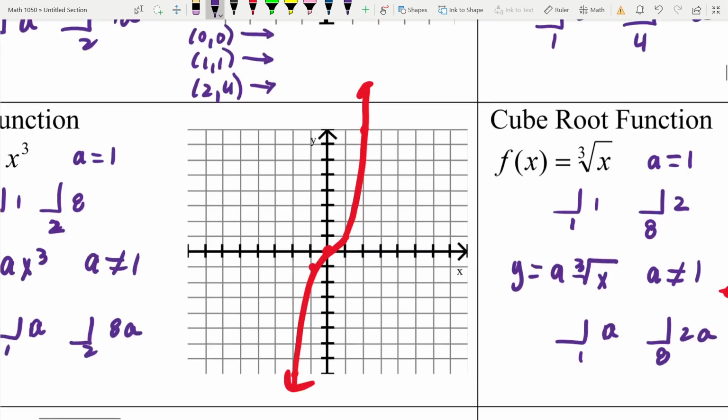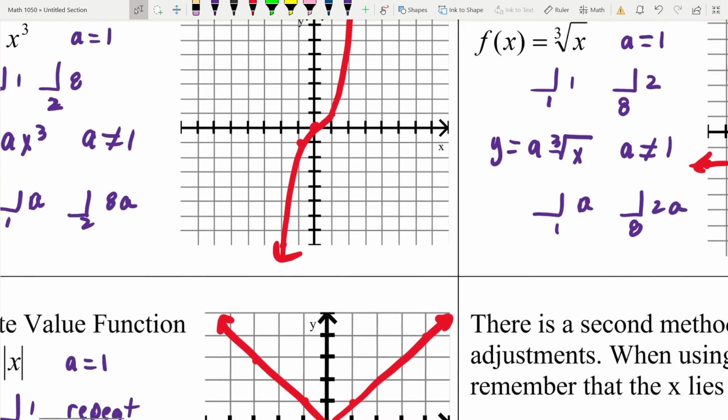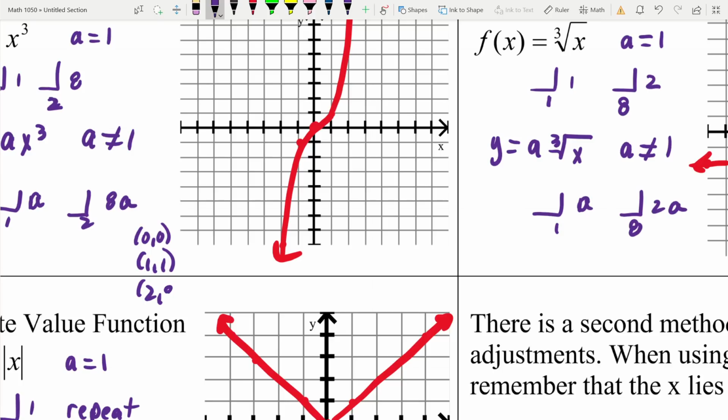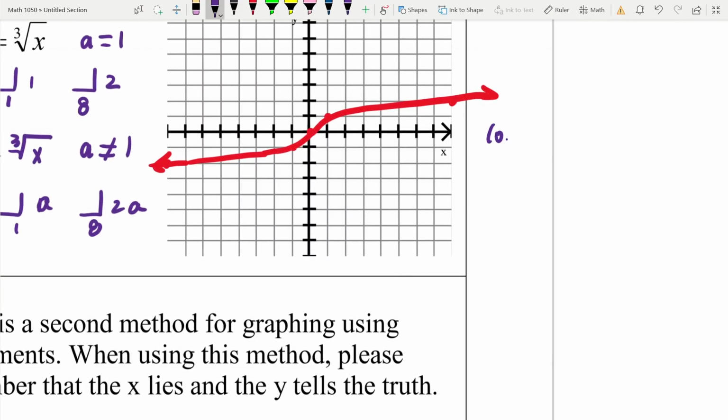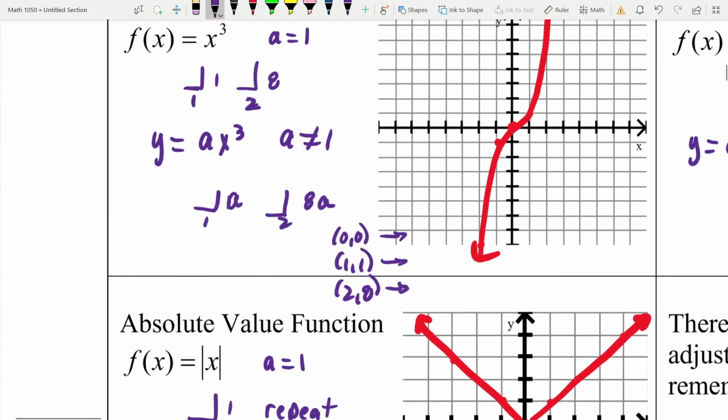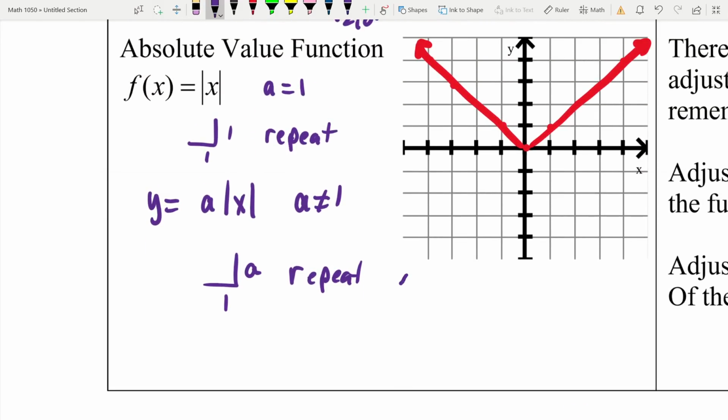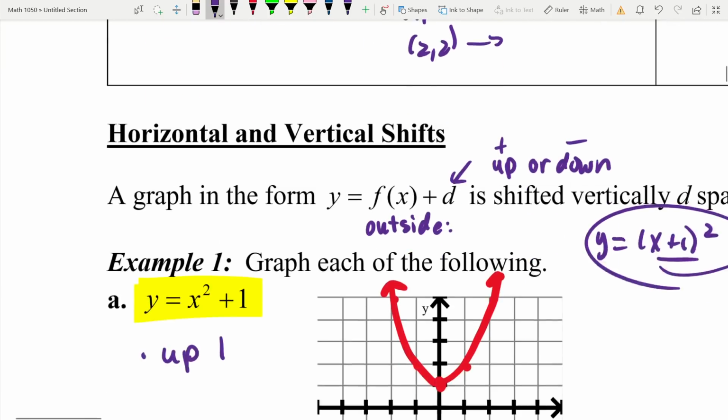Okay? Next problem, on a cubed, a couple of points I want you to choose would be (0, 0), (1, 1), (2, 8). And then you would draw your arrows and change those points. Okay? The cube root, I would choose (0, 0), (1, 1), and (8, 2). And then I would draw my arrows and come up with adjusted points. Okay? The last one is absolute value. Choosing 3 points, I would choose (0, 0), (1, 1), and (2, 2). And then I would draw the arrow. Okay? Let's go ahead with question 1.